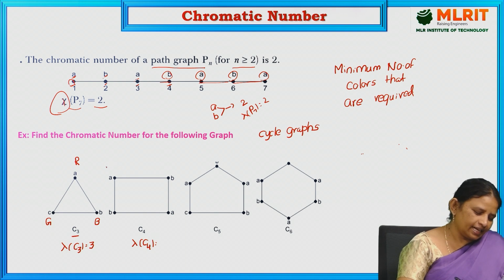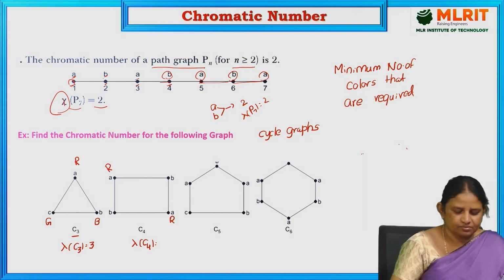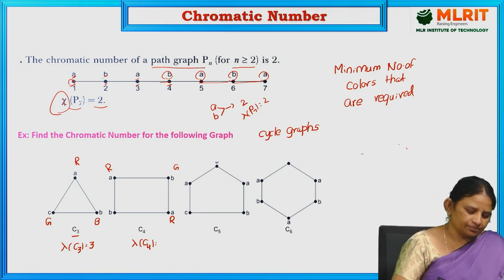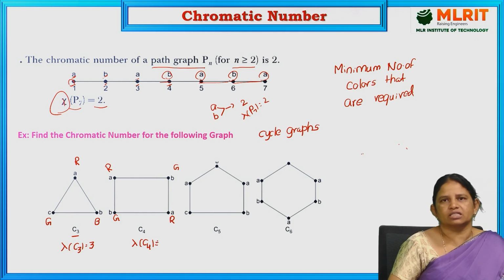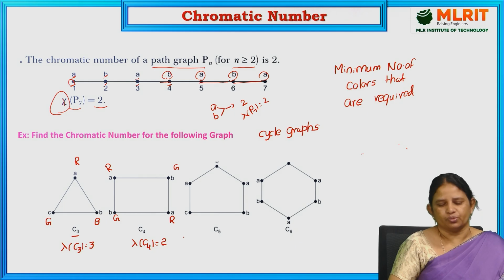What is the chromatic number for cycle graph 4? Vertex A is colored with red. Don't use red color for its adjacent vertices, so we can use another color. We can use red here, because these two vertices are not adjacent. We can use green here. Then what is the chromatic number for cycle graph 4? That is 2 only. Next.